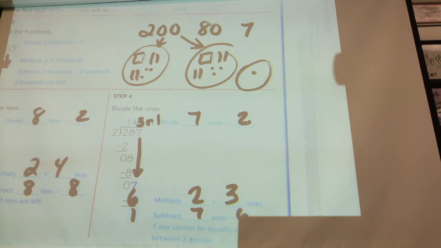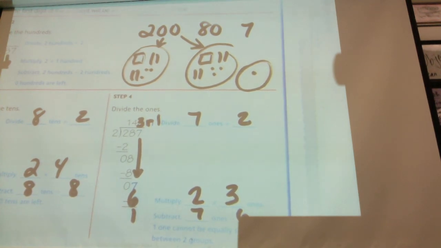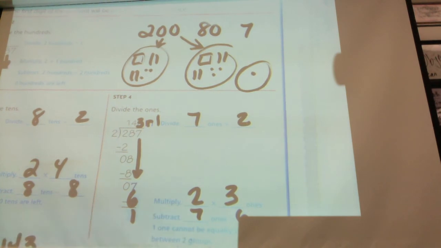How many photos will be in each of the two groups? 143. How many of you agree with that answer? How many photos do not get a group? 1. One poor little photo. You're going to find a photo that's blurry, right? Leave that one out. Okay? So 143 photos in each group with one photo left over.